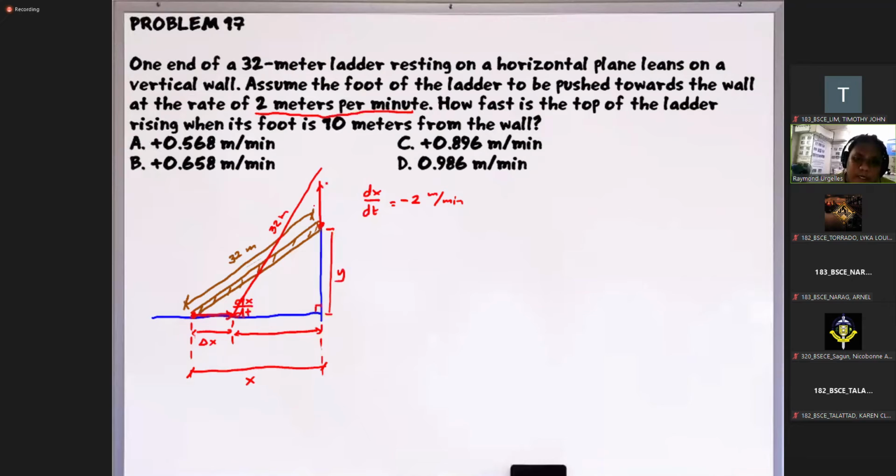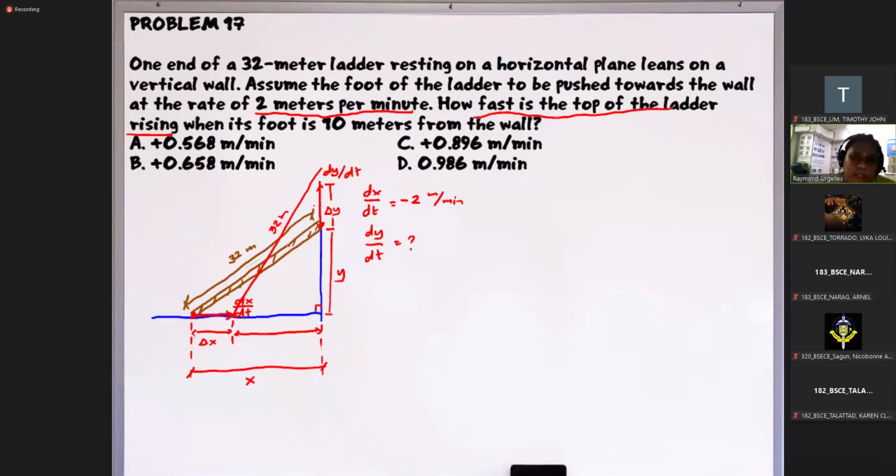Then you have a change here, this will be our delta y. So there's a rate of change of y with respect to time. And this time, y is increasing, so our dy/dt is positive. That's one. But for now, this is what we need to solve: how fast is the top of the ladder rising? Okay? That's the idea.